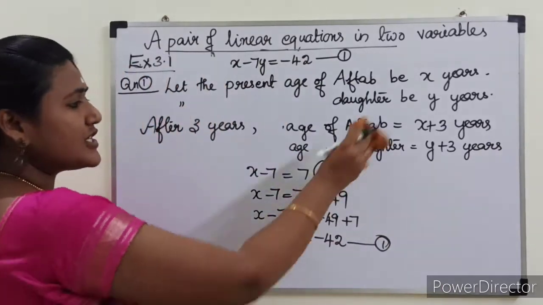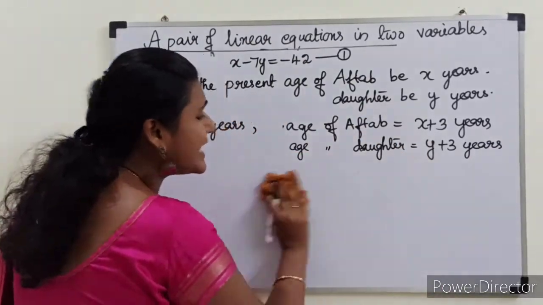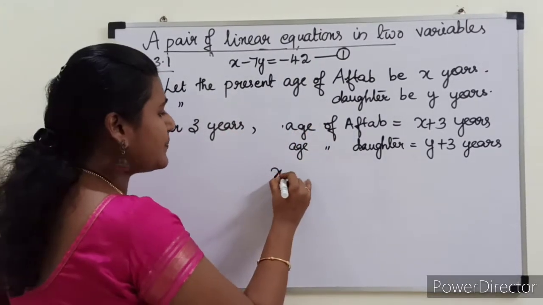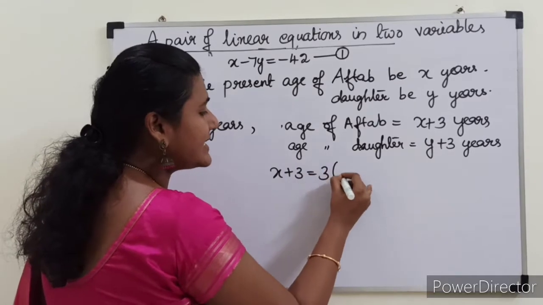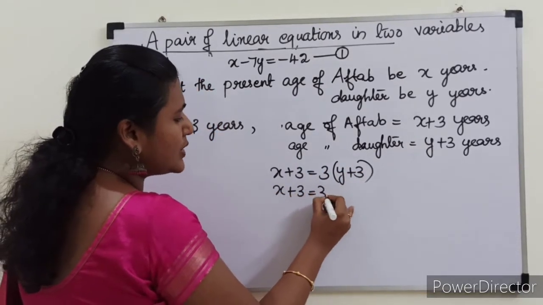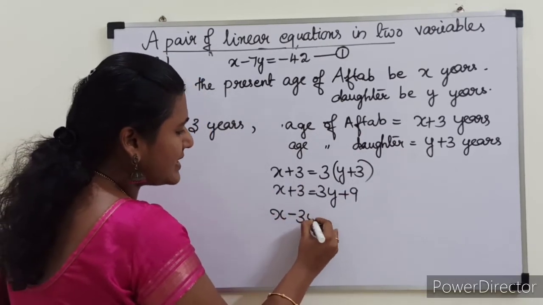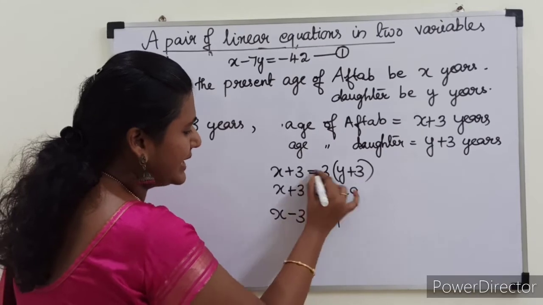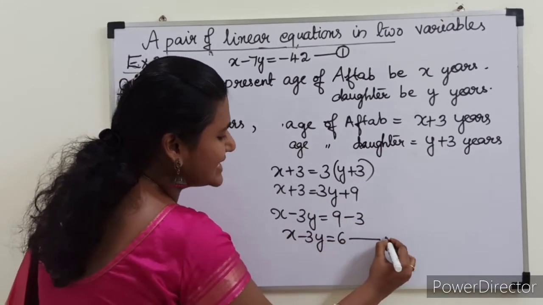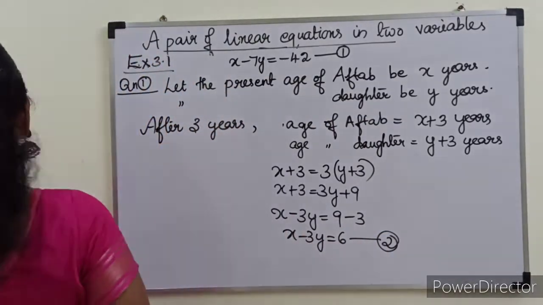Now what is the relation between these two ages given? Aftab's age will be 3 times that of his daughter. That is x plus 3 is equal to 3 times y plus 3. That is x plus 3 is equal to 3y plus 9. We will simplify this. So x minus 3y is equal to 9 minus 3. So x minus 3y is equal to 6. This is the second equation we have.